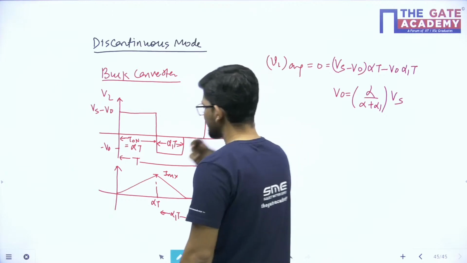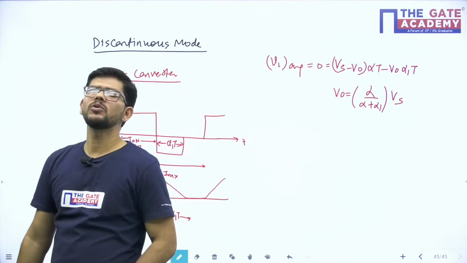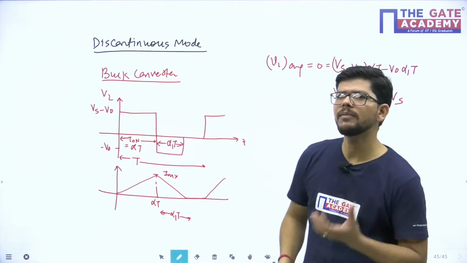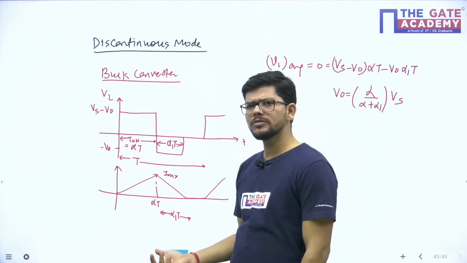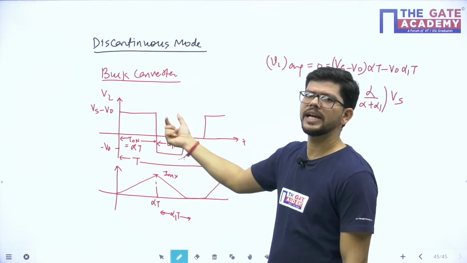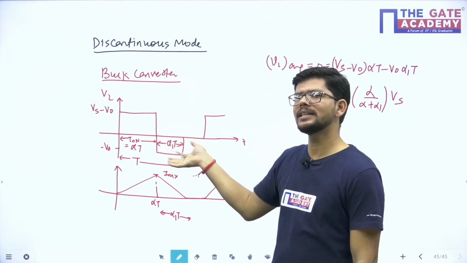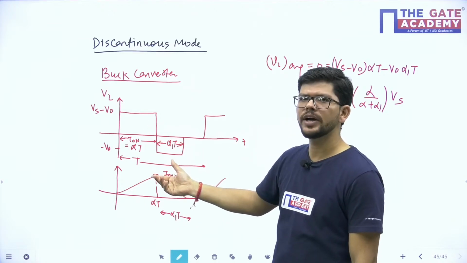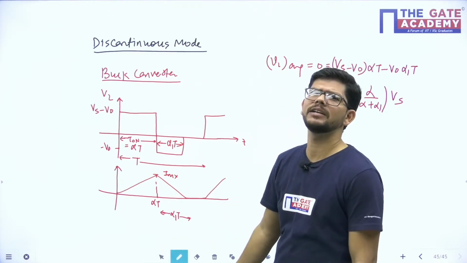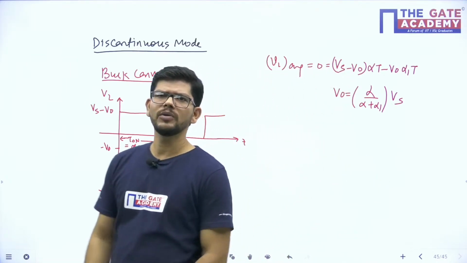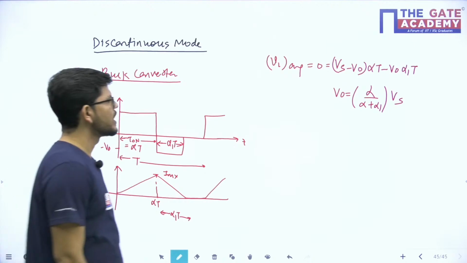So if discontinuous mode operation is being asked, you don't have to worry at all. In discontinuous mode you have discontinuity, so VL average equals 0. You have to apply the same trick here also to calculate the output voltage. You don't have to remember anything. If discontinuous mode operation comes, there is no problem at all. See how easily we have done this.